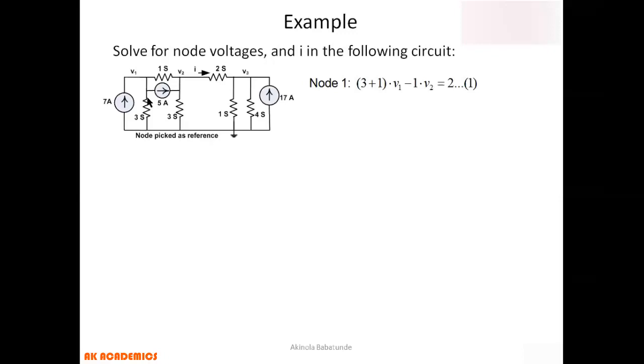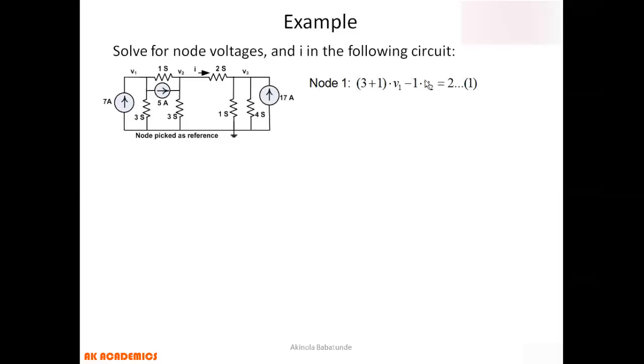So if you want to find the current passing through this 3S, I equals V over R. Since we are using conductance, it's going to be V times G. So this current will be V1 times 3. That is, this V1 times 3 is what you can see here. Can you see it here? This is the V1 times 3, and then this is V1 minus V2 here.